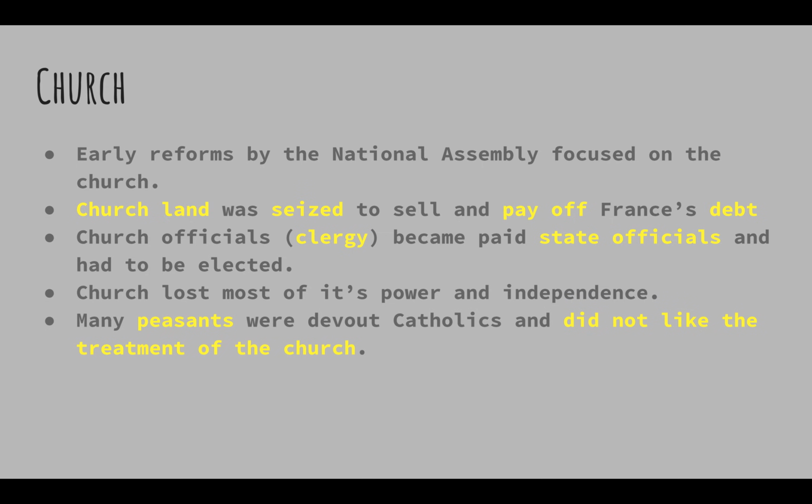Unfortunately, though, the treatment of the church really upset people, especially the peasants. The peasants were devout Catholics. When I say devout, that means they're devoted. They take their religion very seriously. And they did not like the way that the new government, the National Assembly, was treating the church, which is kind of ironic because if you think about it, the peasants were the ones that were being treated the worst under the old regime. So you would think that they would want a little more equality, a little more fairness. But once again, peasants did not like the way the church was being treated.